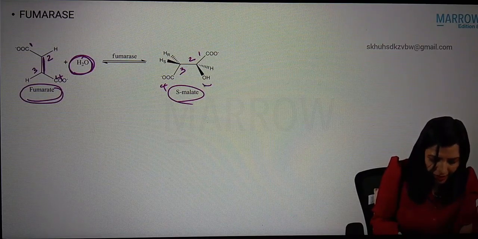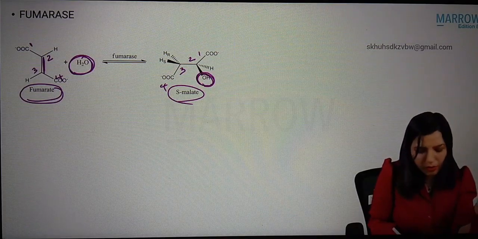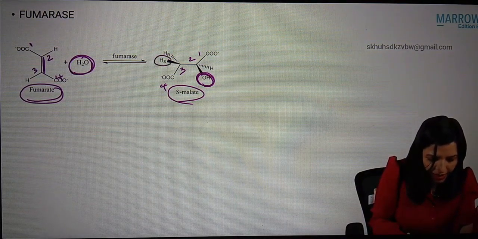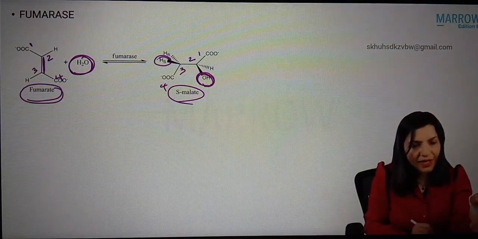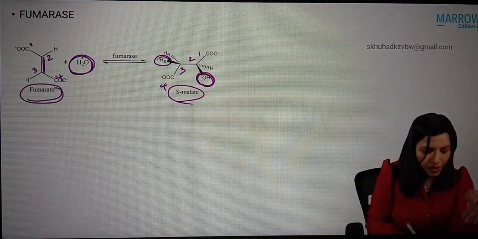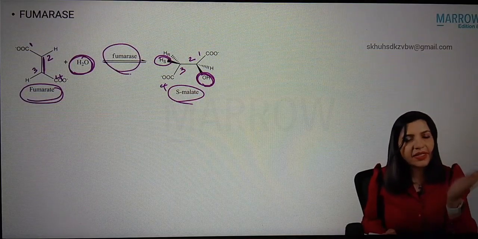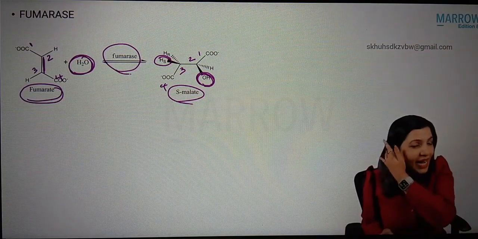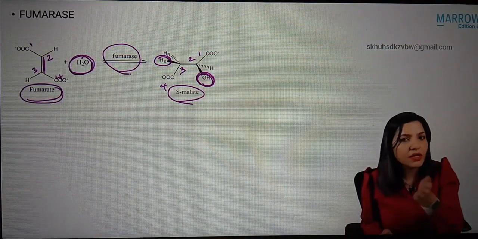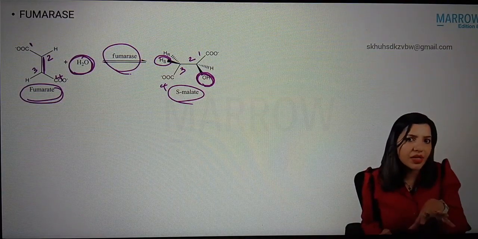A water is added, and when water is added, you can see that the H and OH are added across the double bond. So between the 2 and 3, OH is added, and one hydrogen is also added, so that the double bond has now become a single bond. That is the reaction catalyzed by fumarase, which means it is adding atoms across the double bond so that the double bond is now becoming a single bond. So these are all coming under lyase.